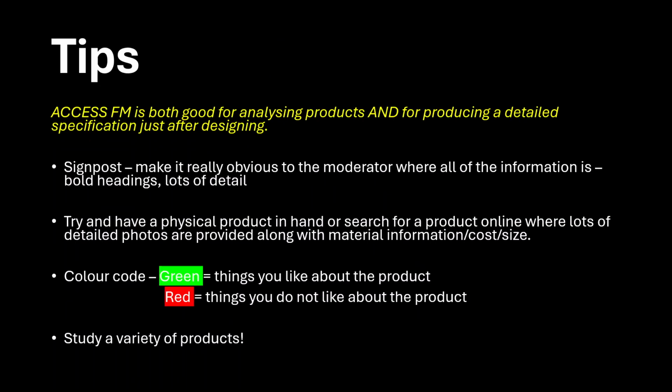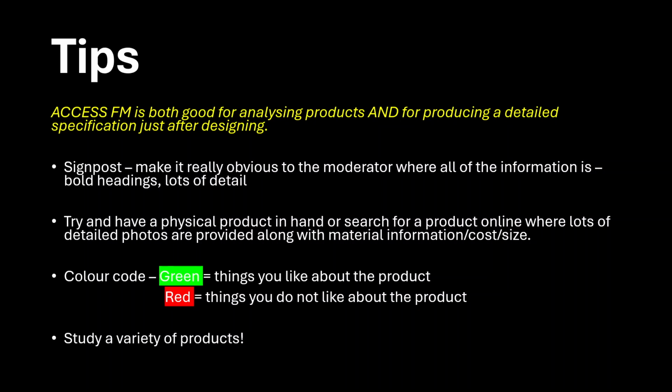Now, here's some top tips. Access FM is both good for when you are analyzing products and then producing a detailed specification just after designing. So when you are analyzing products, you use Access FM to analyze. And then when you are producing a specification, you create those categories for the product that you intend to make. Make sure you signpost everything. Make it really obvious to the moderator and the person who's marking your work where all of the information is. Use bold headings and lots of detail.